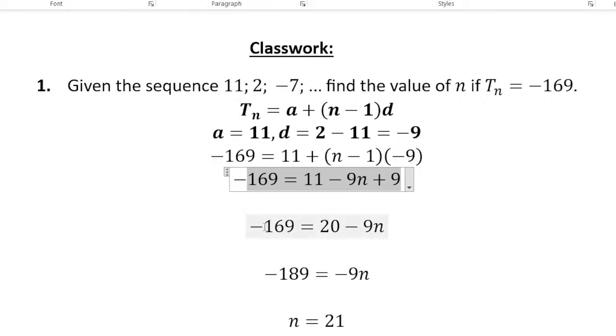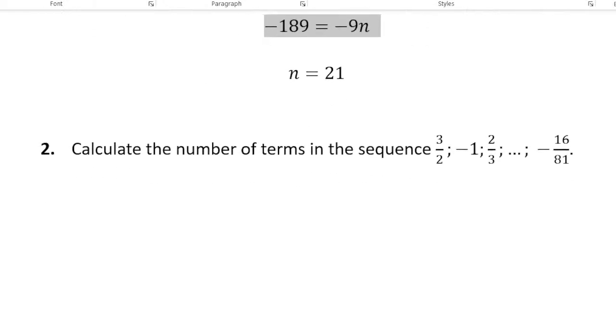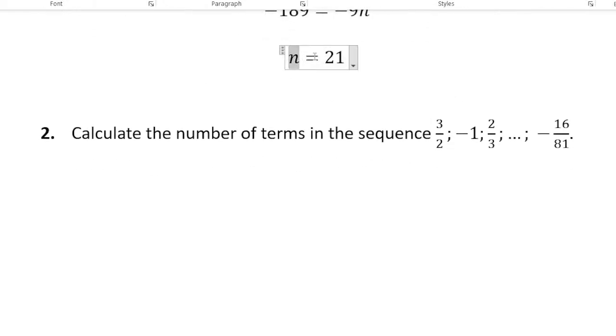After simplifying, we get negative 169 is equal to 20 minus 9n. Then we transpose, that is, we take this constant to the left hand side, so the sign changes. So it becomes negative 189 is equal to negative 9n. Therefore the value of n is 21. So this is our final answer.